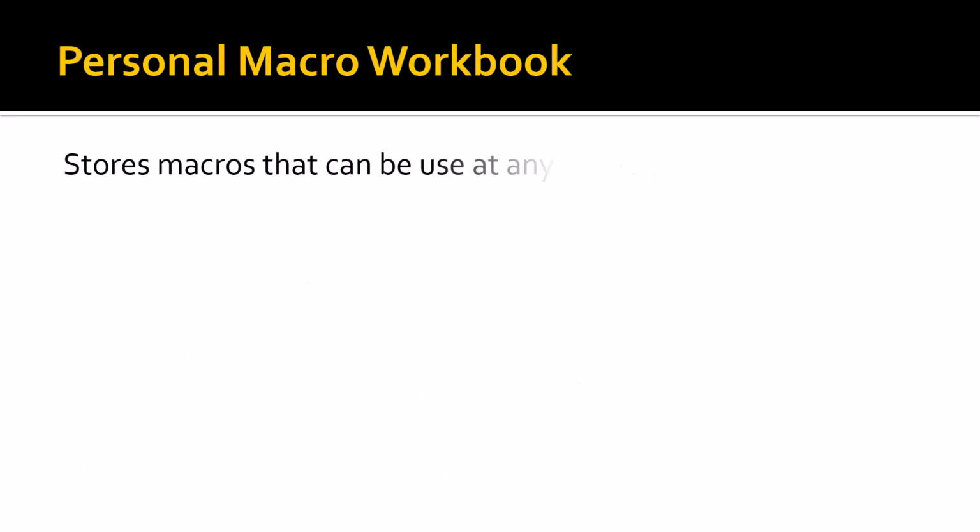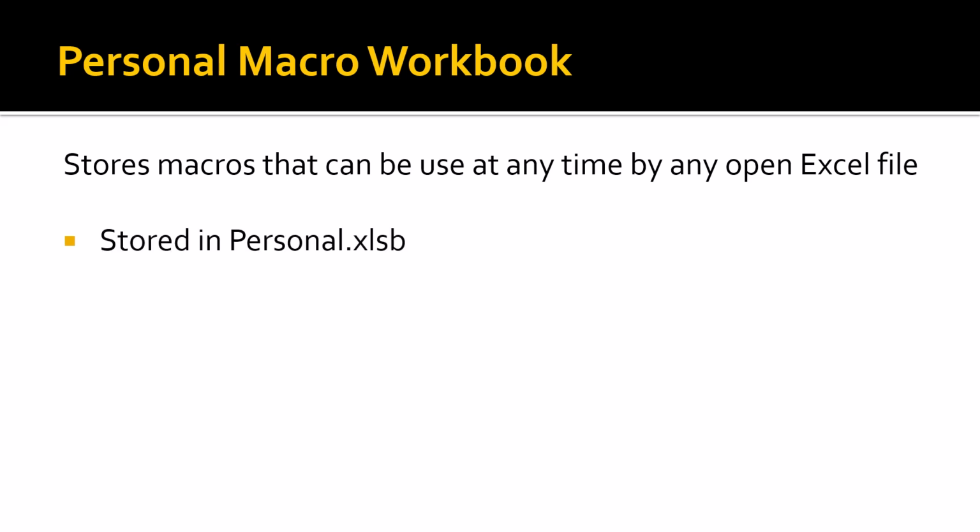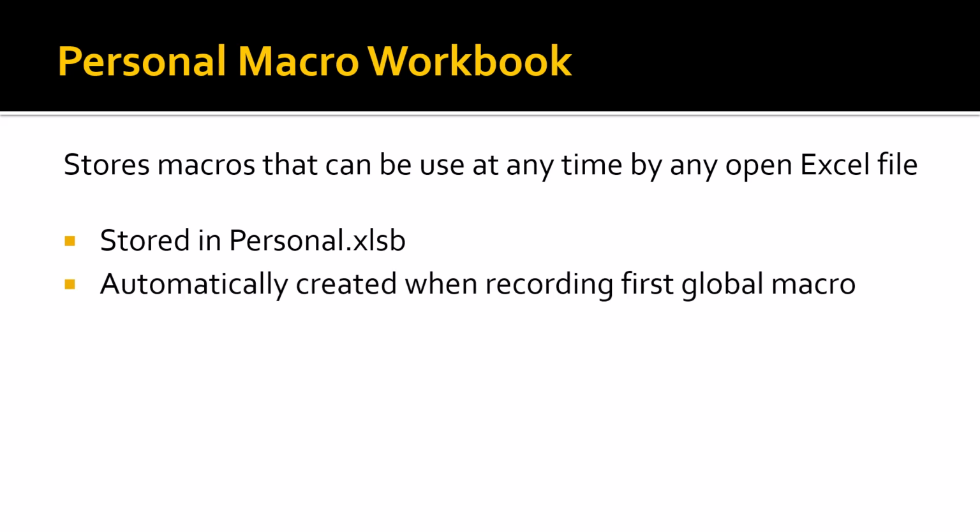The Personal Macro Workbook stores macros that can be used at any time by any open Excel file. As stated a moment ago, it's like it's a feature of the Excel program. Macros are stored in a file named Personal.XLSB. The B stands for binary file. This Personal.XLSB file is automatically created when you record your first global macro.